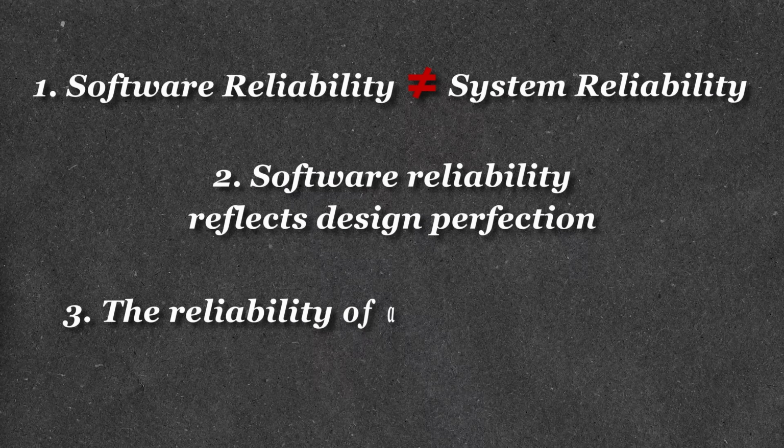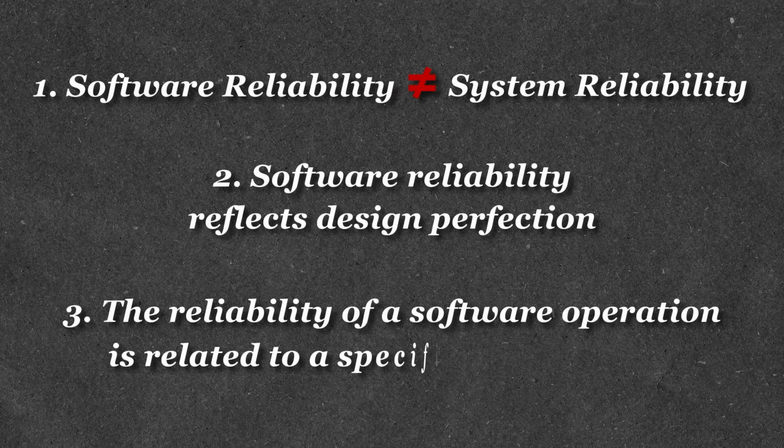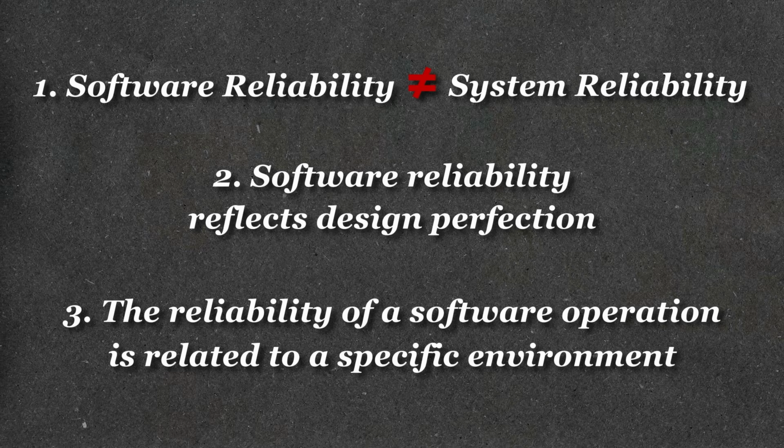Third is that the reliability of a software operation is related to a specific environment. A software operation that's reliable while running locally might behave differently after we migrate our system to another runtime environment. The migration from environment to environment may cause radically different reliability characteristics. Therefore, we can't assume that a software operation which is reliable in one environment is going to be reliable in another. So, with these 3 points in mind, is the definition from Carnegie Mellon still reasonable?